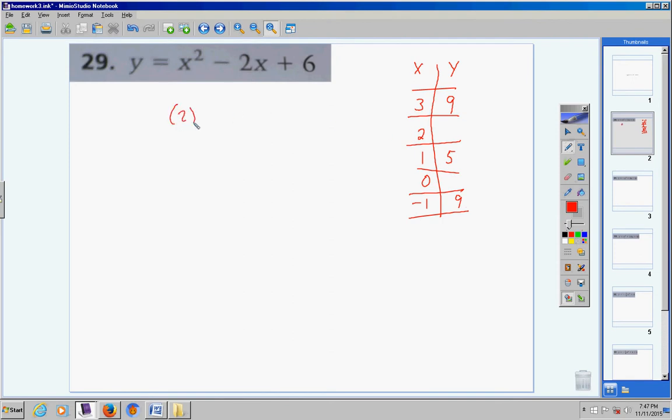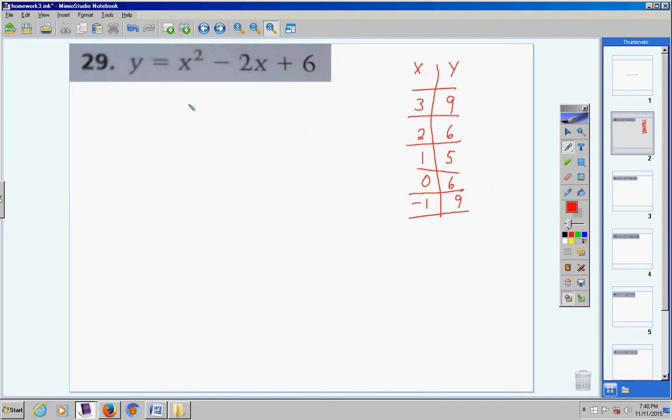So next I'm going to substitute 2 in for x. So I have 2 squared minus 2 times 2, +6. 2 squared is 4. -2 times 2 is -4. +4 and -4 cancel out, leaving you with 6. So I should get a 6 here also. Let's see if I do.